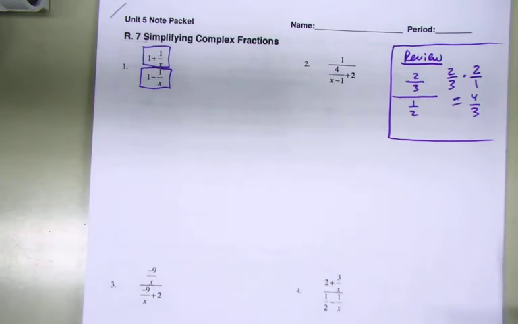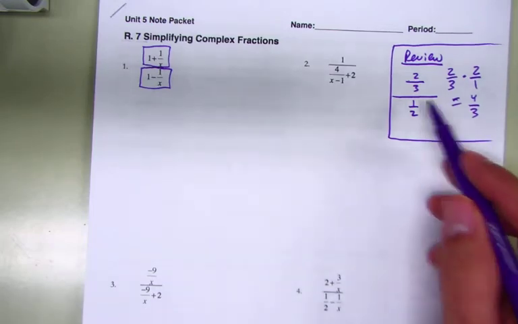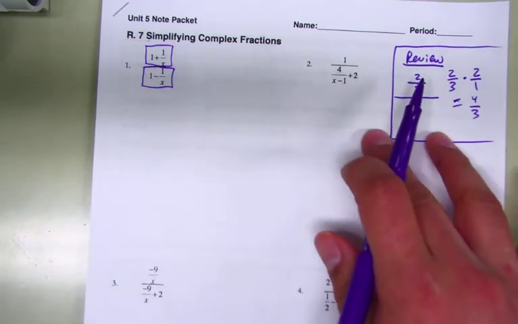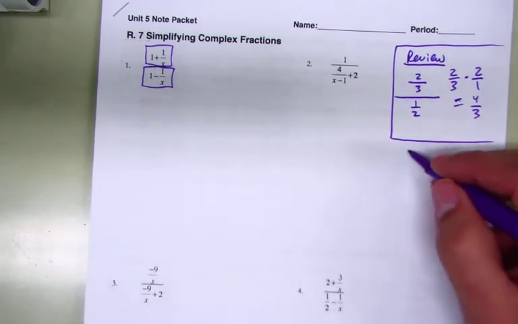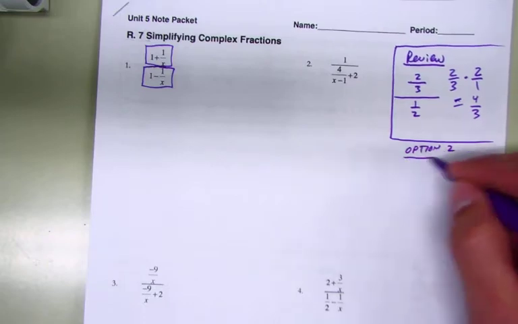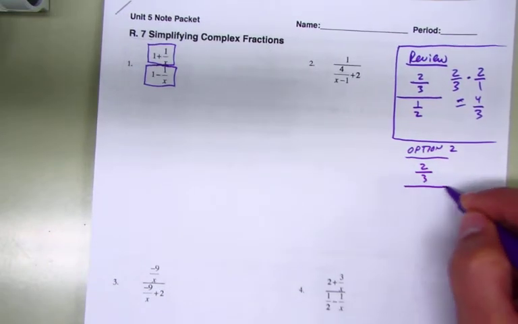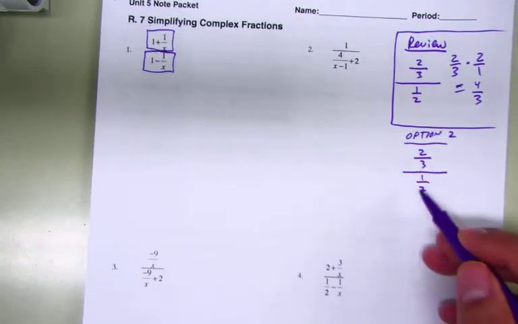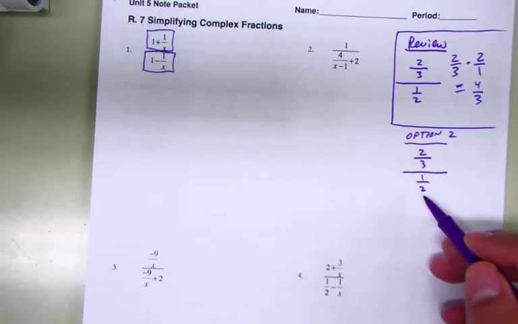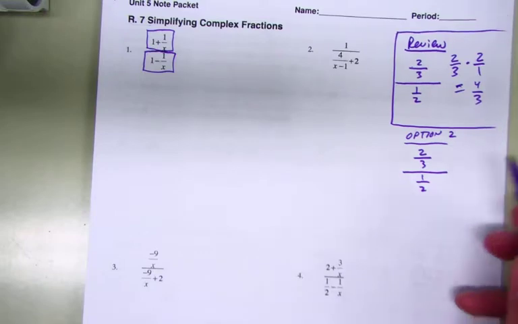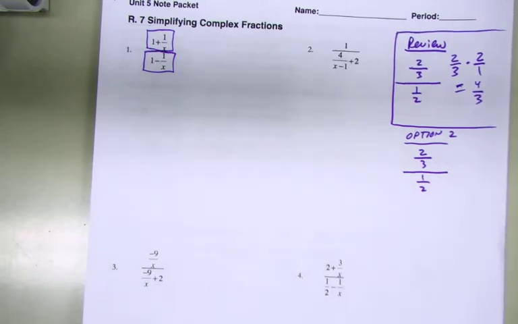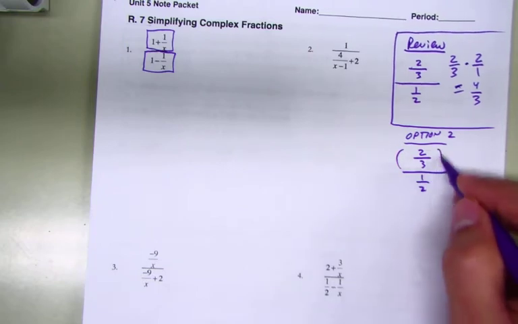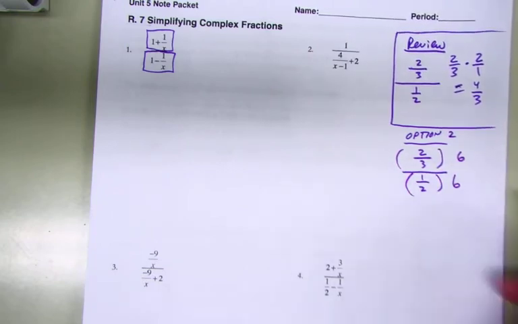Well, this is one way to do these complex fractions. However, it's not the only way and it's not the easiest way. So I'm going to show you what the preferred method is for complex fractions just with this little problem here. Okay? So option 2 looks something like this. Now, if I look at both of these little denominators, the 3 and the 2, what is the least common denominator there?